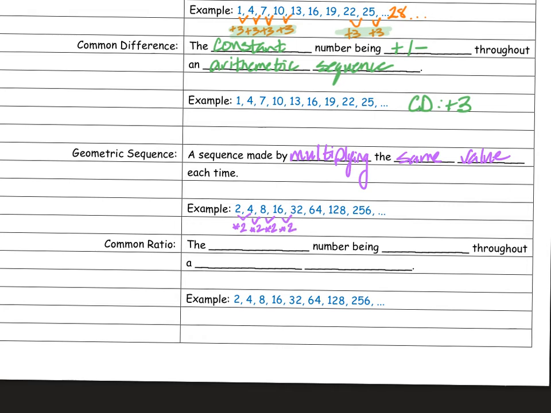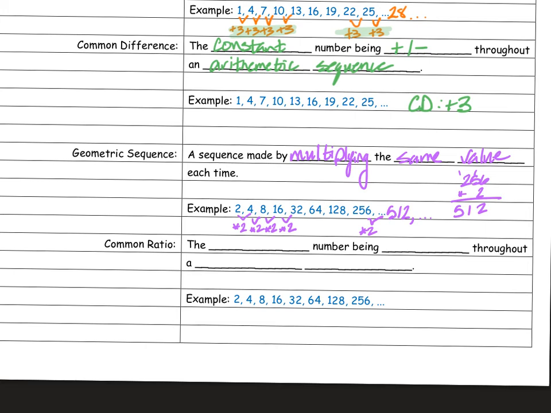I'm multiplying by 2. So if I actually wanted to get to the next term in my sequence, I take 256 times 2. Oh no, I didn't figure that one out ahead. 256 times 2. I'm going to work this out here. 512. So my next term would be 512. And then my dots would just move over. How do I find my next term? I multiply by 2. Okay, is everyone okay with that?